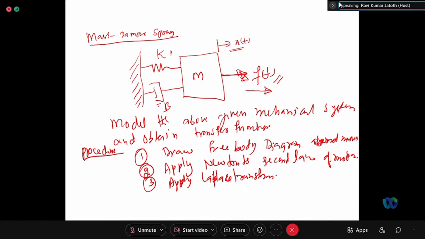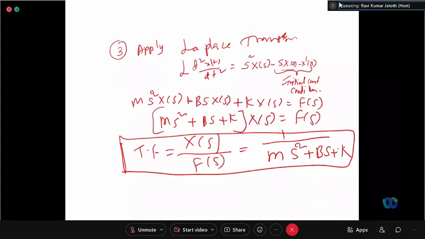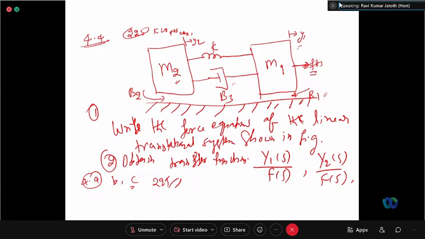So model the above given mechanical system and obtain the transfer function. Draw the free body diagram and mention the forces. Apply Newton's second law of motion and apply Laplace transform. Right. So this is what we got. Okay. Can you model the system? Take it as homework.